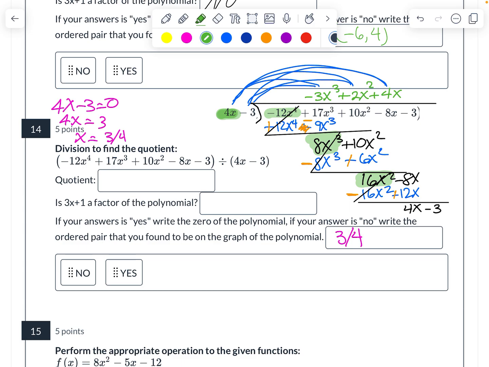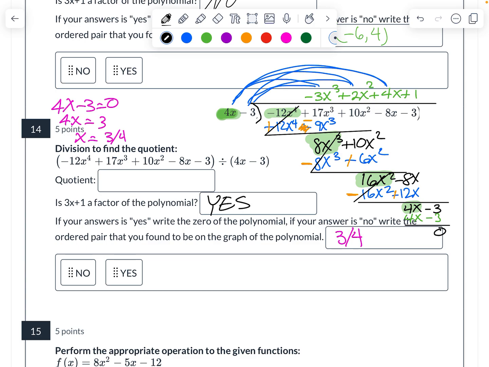I then am going to repeat the cycle one more time. And 4x divided by 4x is 1. And 1 times 4x is 4x, and 4x times negative 3 is negative 3. And when I take their difference, there is no difference. So I have no remainder. So this answer is yes.